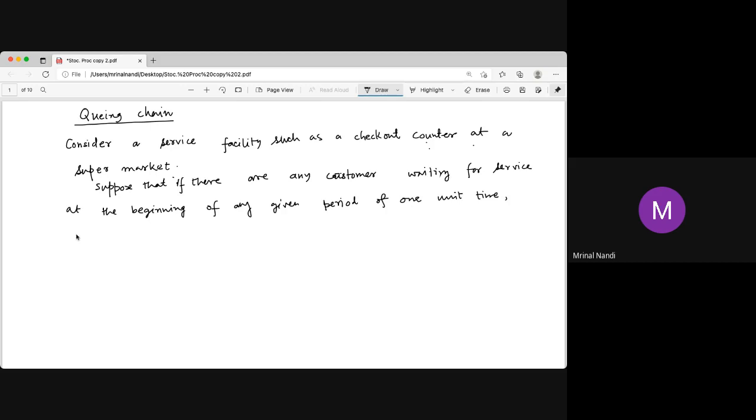Exactly one customer will be served during that time. So take it as 1 minute: every minute there is one customer served. Or maybe it's a ticket counter, where the unit may be 5 seconds, so every 5 seconds one ticket is issued, during that period.